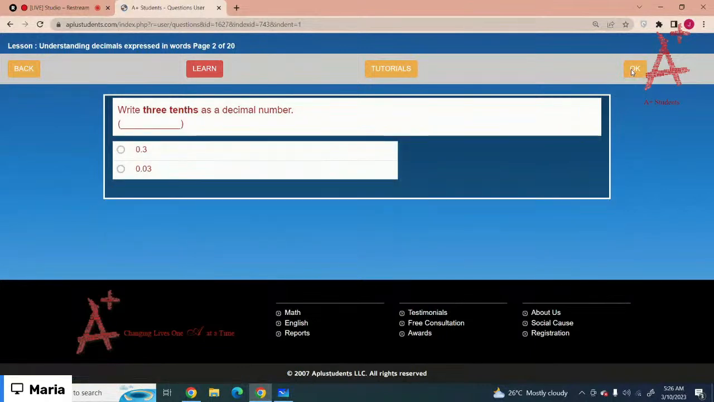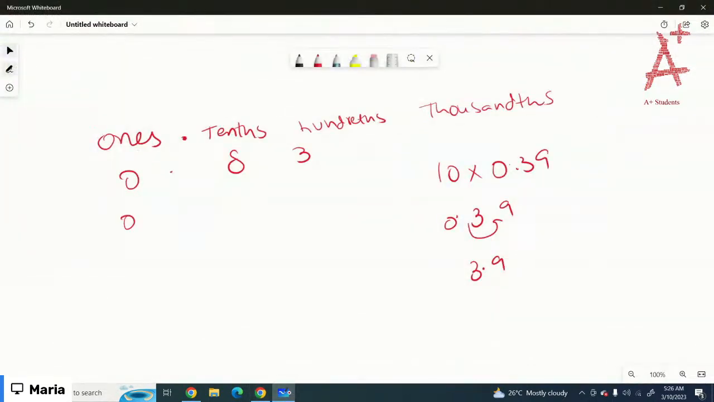Okay, write 3 tenths. So which is the correct option? That means you just have the tenths digit. Got it? The tenths digit is 3, 3 tenths. So it would be 0.3. Got it? 0.3.